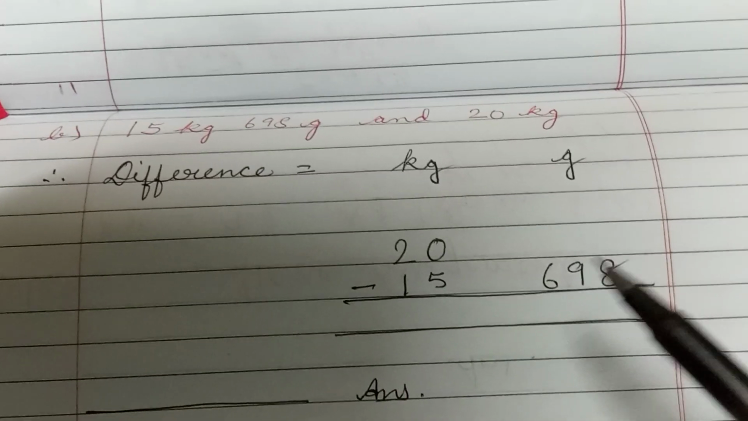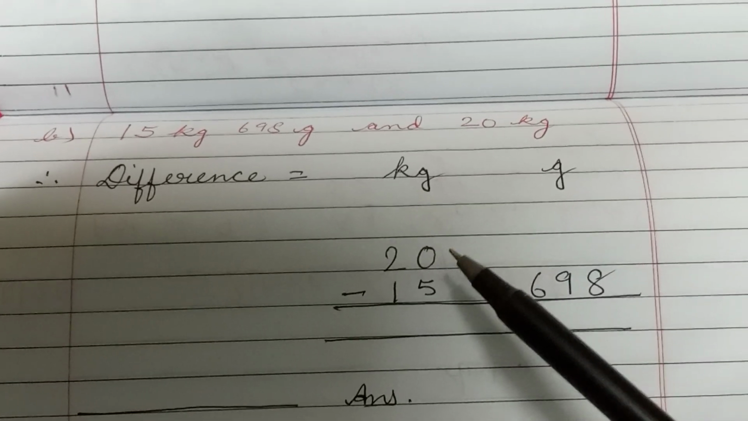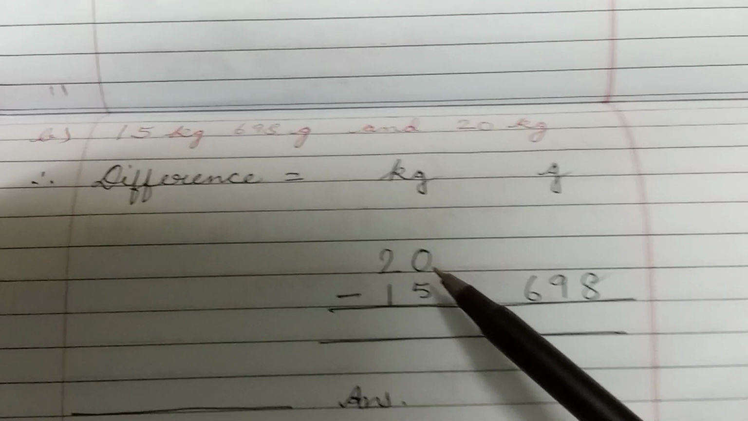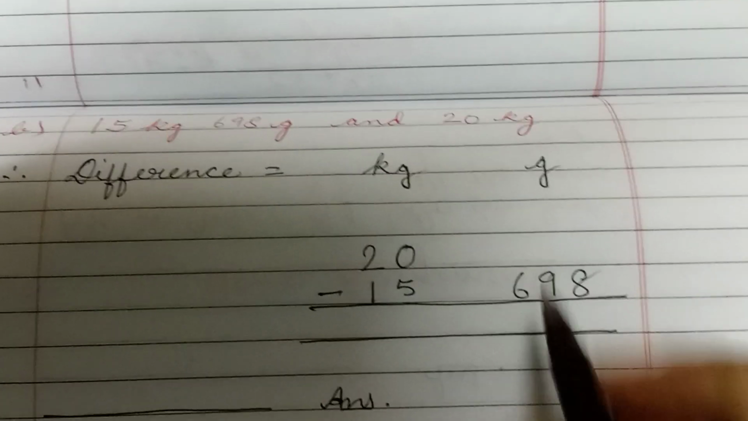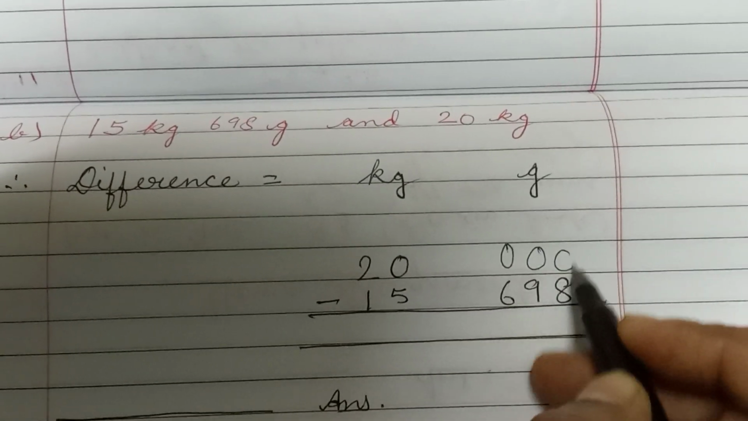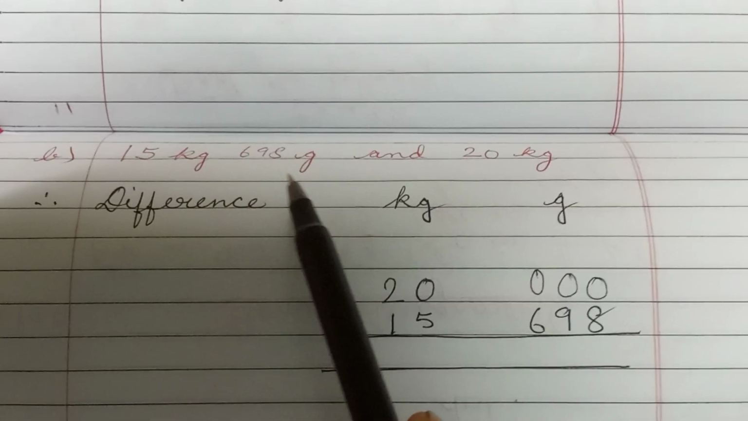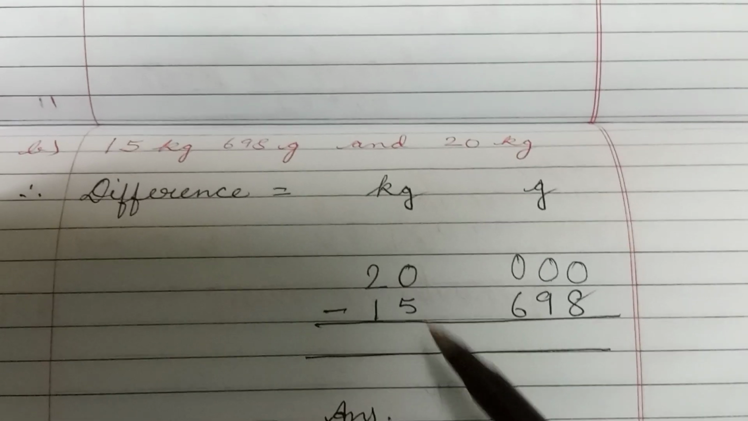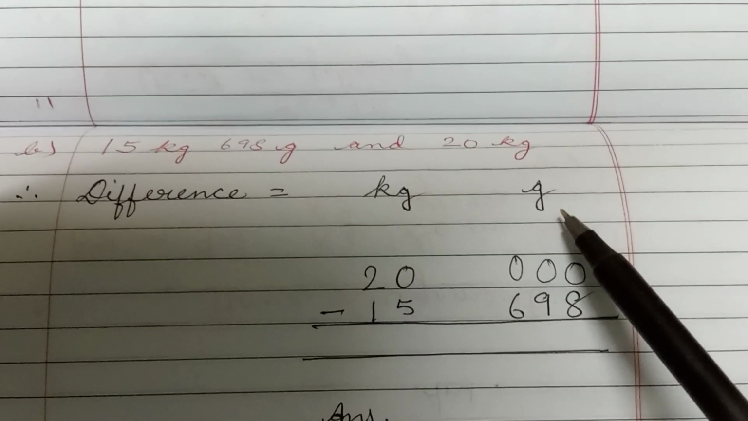Here you may see, children, I have written. I have made here two columns kilogram and gram and 20 kg is the bigger number. So I have written it first. But there is no gram, na. So I will put here 3 zeros. 1, 2, 3 zeros. Now next is your 15 kg 698 gram. So you write here 15 kg 698 gram.